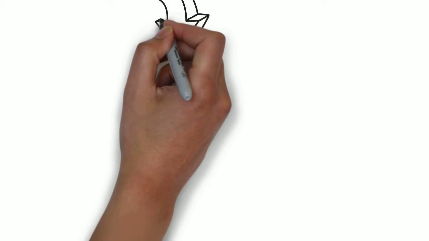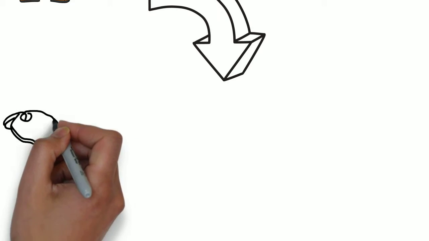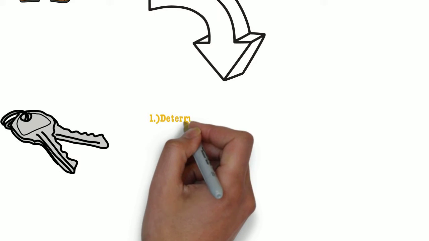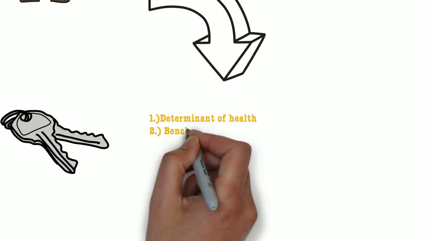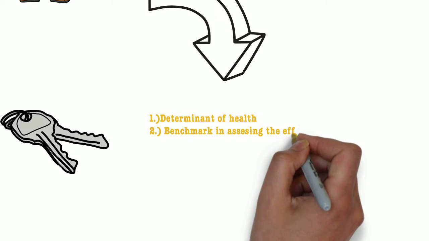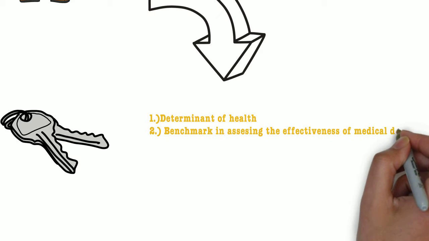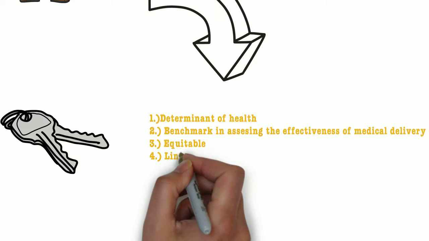In discussing access, it is also important to note that access is key when looking at health and healthcare delivery. Firstly, access is a key determinant of health. Secondly, it is a benchmark for determining the effectiveness of medical care delivery. Thirdly, measuring access can help decipher if the distribution of healthcare is fair and equitable. And finally, access itself is linked to overall quality of care.